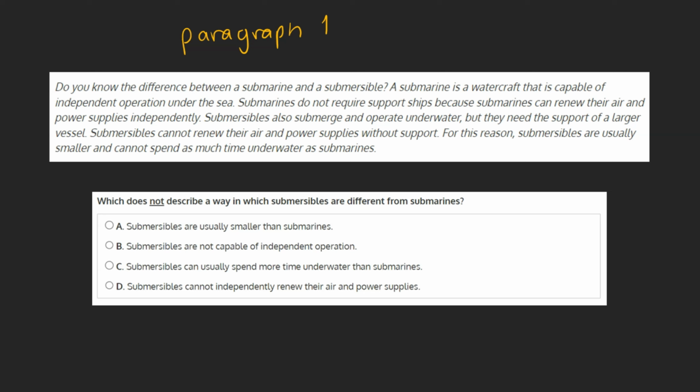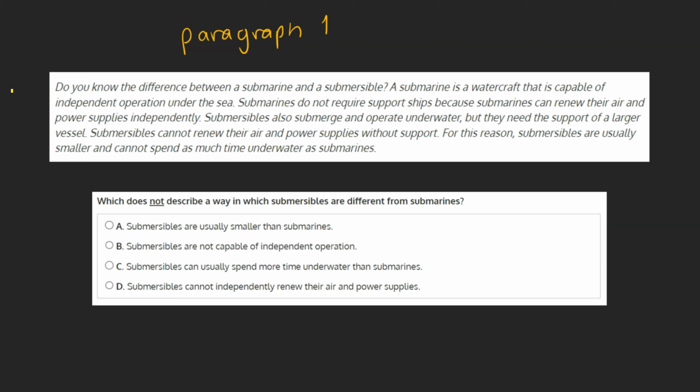Which does not describe a way in which submersibles are different from submarines? A. Submersibles are usually smaller than submarines. B. Submersibles are not capable of independent operation. C. Submersibles can usually spend more time underwater than submarines. Or D. Submersibles cannot independently renew their air and power supplies.